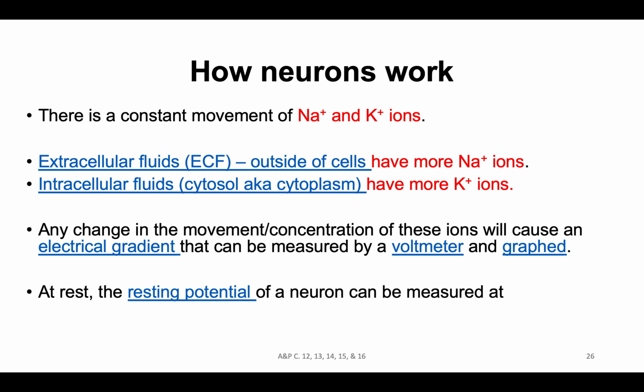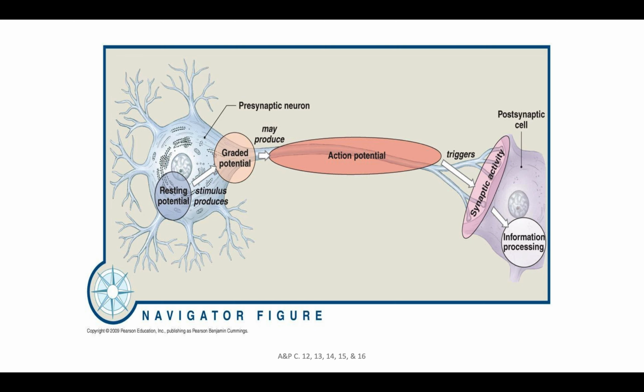So when a neuron's at rest, we call it resting potential. And when your neuron is at rest, we measure the electrical gradient at negative 70 millivolts. Remember that number. When neurons are at rest, they're at negative 70 millivolts.